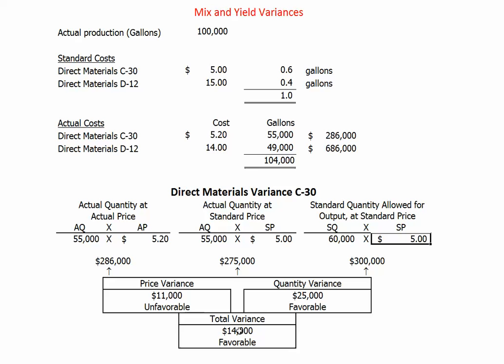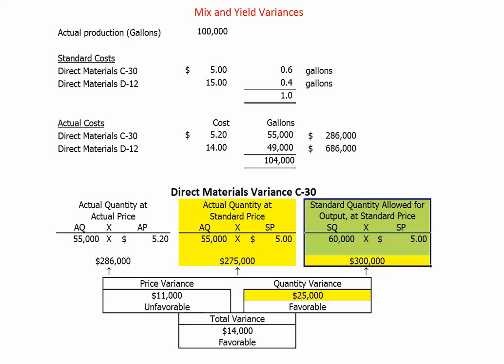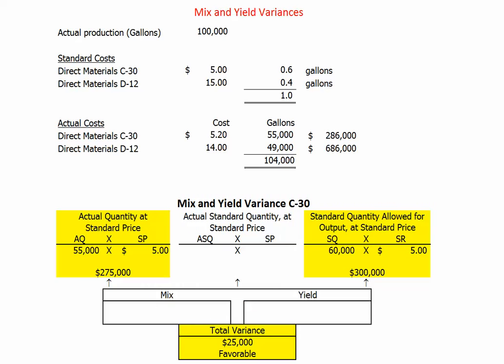What we're going to do now is we want to explain our total quantity variance, in this case of $25,000. The $25,000 quantity variance is the difference between the actual quantity at standard price, the $275,000, and the $300,000, which is our standard quantity allowed. So we're going to be working on calculating that $25,000 difference, and find out how much of it was due to a mix variance and how much of it was due to a yield variance. So here's our setup.